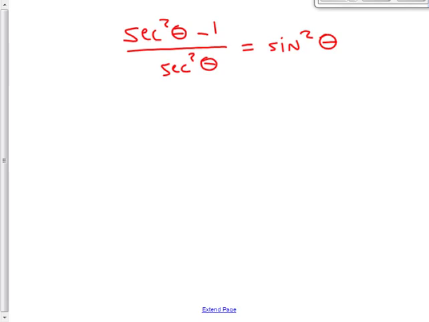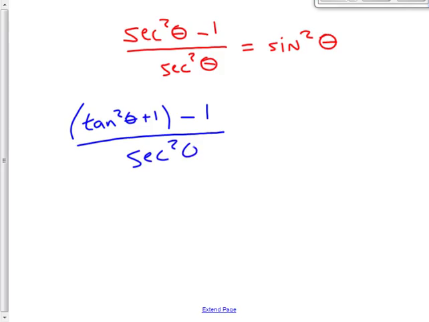Here's a trig identity that we want to verify. So we're verifying, so we want to make sure that the left side equals the right side. And so ultimately, I need the left side to be sine squared theta, so I need those two things to be equal to each other. The first thing that I see is a secant squared. When I see a secant squared, I want to know from the Pythagorean identities on the worksheet that secant squared is equal to tangent squared plus 1. And then I've got minus 1 on top and still secant squared on the bottom.